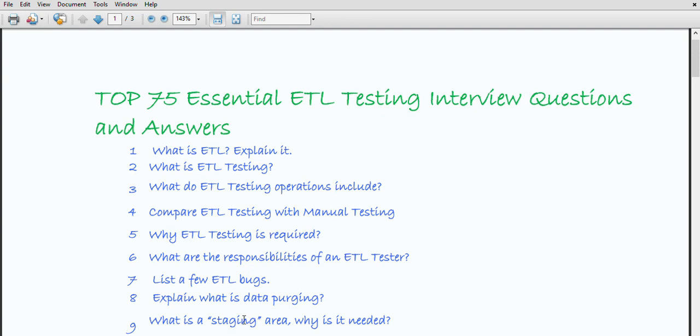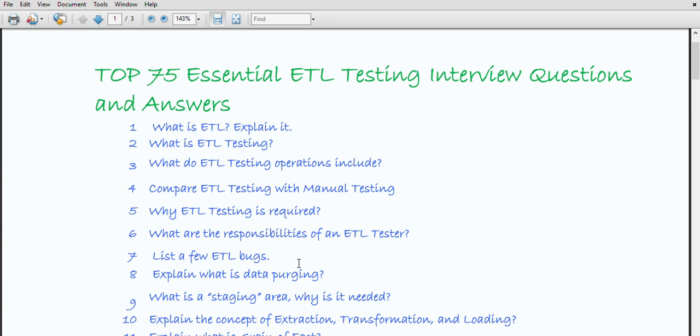Then the next question is, why is ETL testing required? Basically, to keep an eye on the data that is being transferred from one system to another, to track the efficiency and to achieve the best result, ETL testing is required.